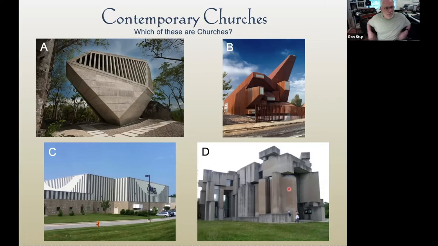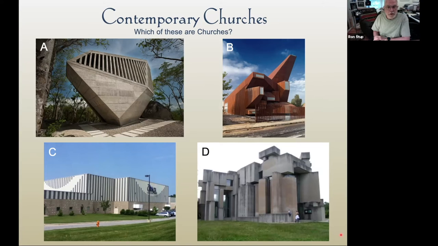I think it was about three or four of these series of slides labeled A, B, C, D. And I said, which one of these are churches? I was doing the presentation live to an audience at the parish hall. And, you know, it was kind of fun because people would say, A and B are churches and C and D are not. So this time I changed it up and I'm going to give you the answer right now. A, B, C, and D are all churches. So you can see that there are no more rules.